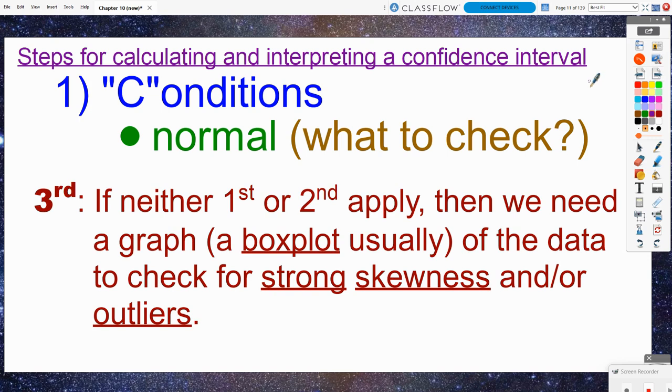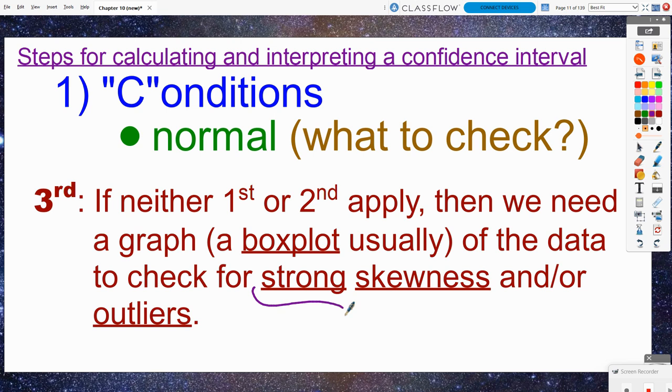So if neither the first or the second apply, if the population is not given to you as normal, or maybe we don't have a big enough sample size for the central limit theorem to apply, then we're going to need a graph. Usually I would recommend a box plot of the data to check for strong skewness and or outliers. Outliers is definitely going to be an easy thing to see in a box plot if we make the box plot with our calculator, because if we select the right box plot option, it'll automatically show us if there are outliers present.